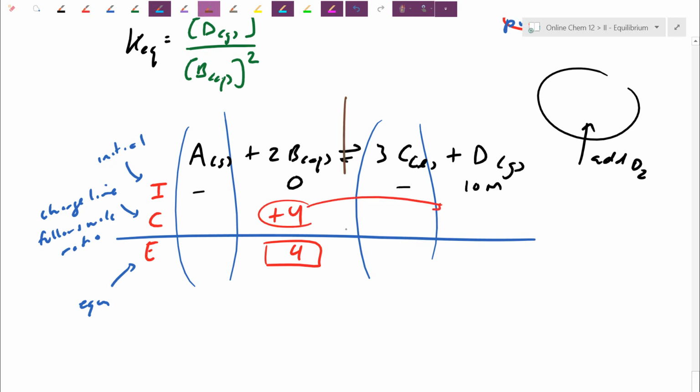If one side is plus, I can't drop any lower than 0. The other side has to be minus. The change line has to follow the mole ratio. So if this went up by 4, when it's a 2-to-1 ratio, this one goes down by 2. That allows you to get to the 8.